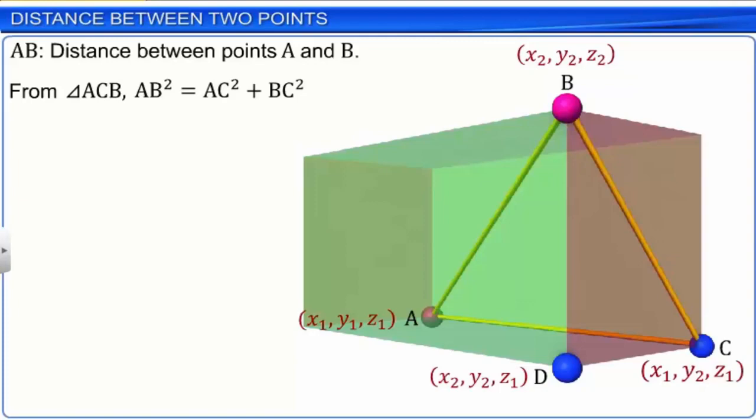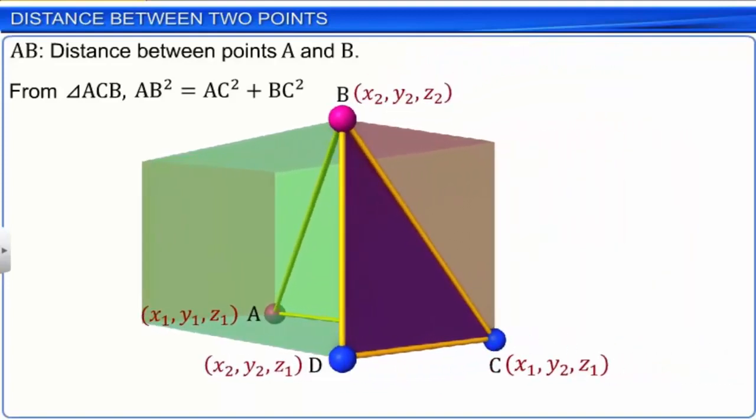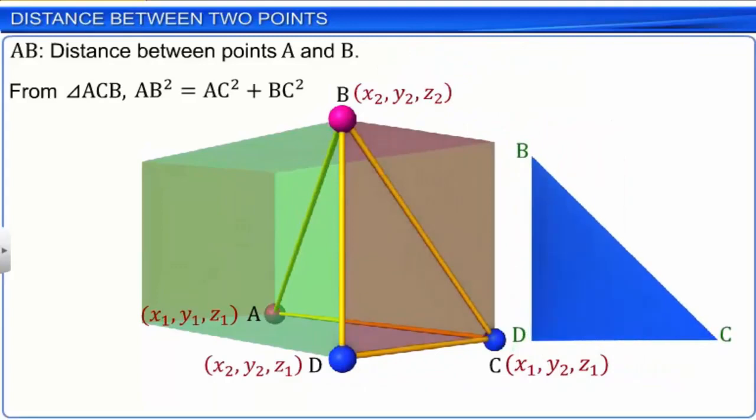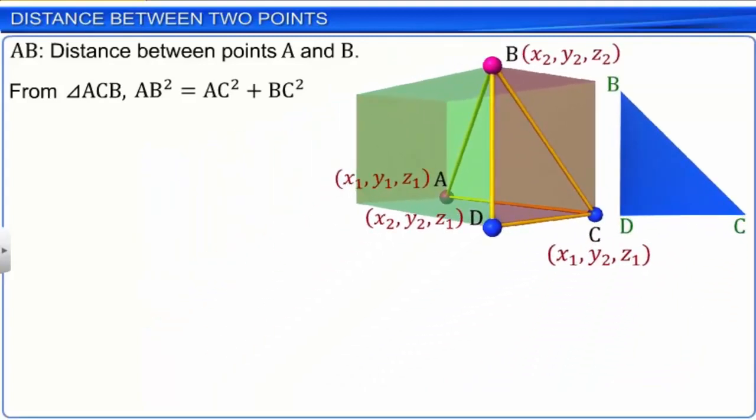Points D, B and C form a right-angled triangle with a right angle at D. Therefore, we get BC square is equal to DC square plus DB square. In triangles ACB and BDC, we have side CB as common. Therefore, we can combine the relations as shown.